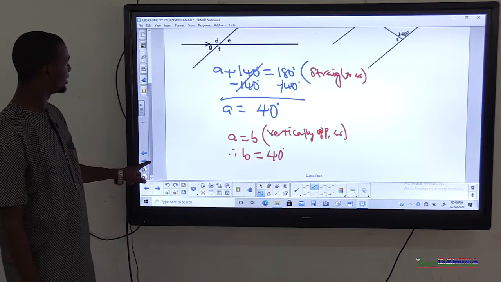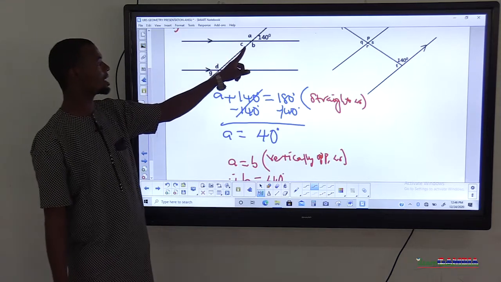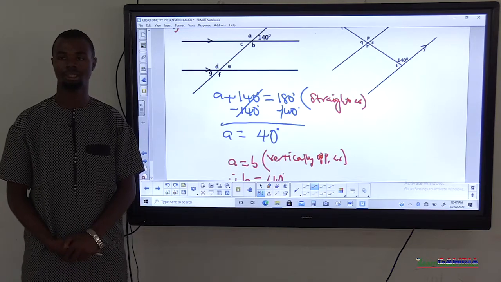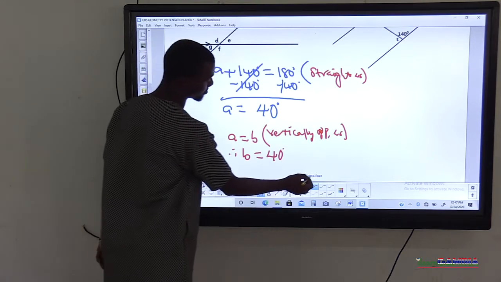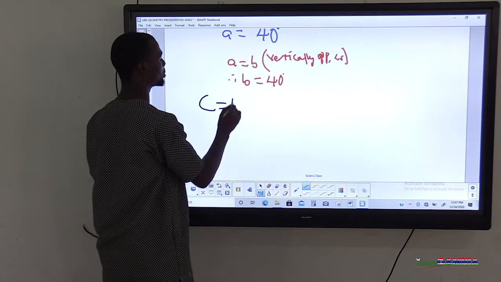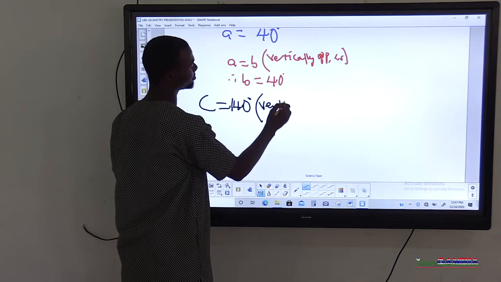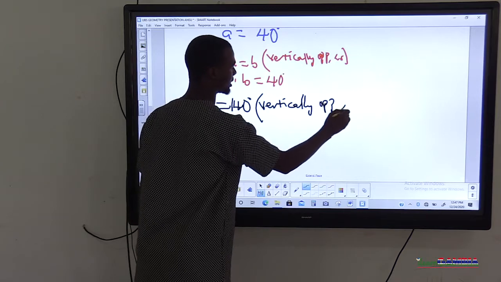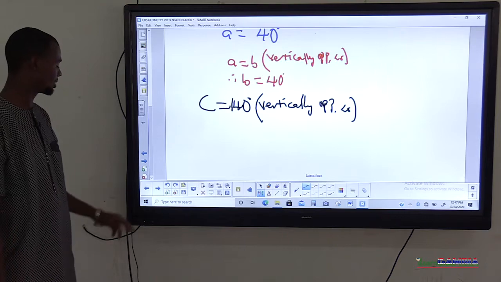Then we find C. C and 140 are also vertically opposite. So to get C, we say C is equal to 140 degrees. Reason: vertically opposite angles. So C is 140 degrees.